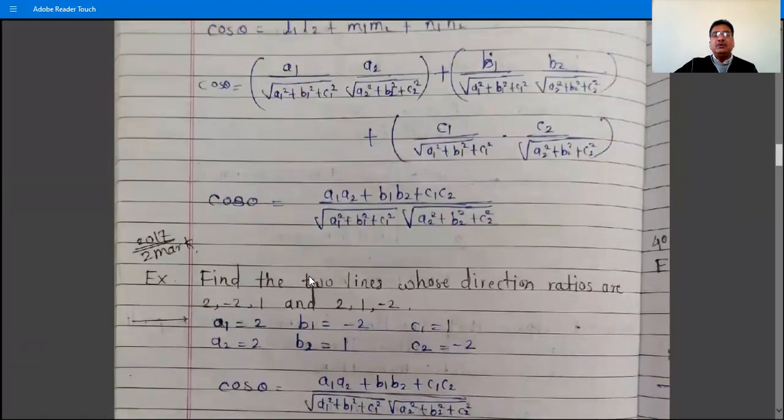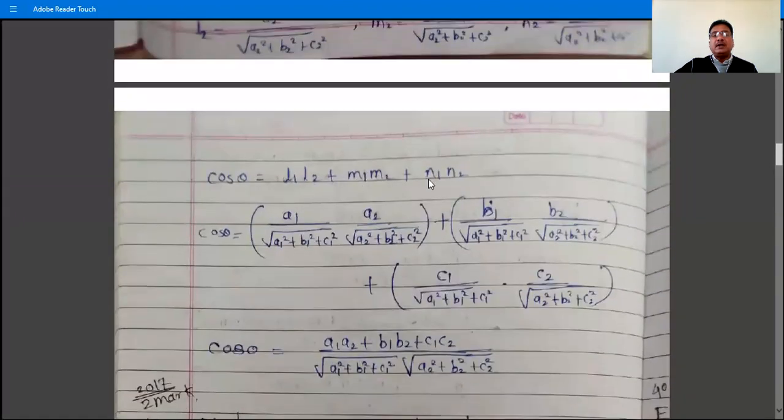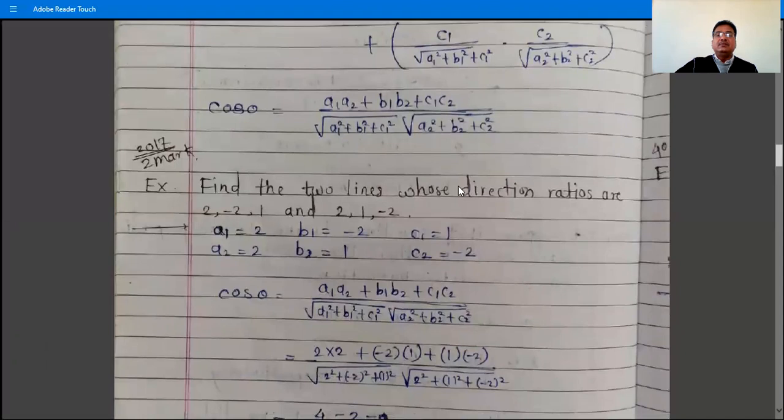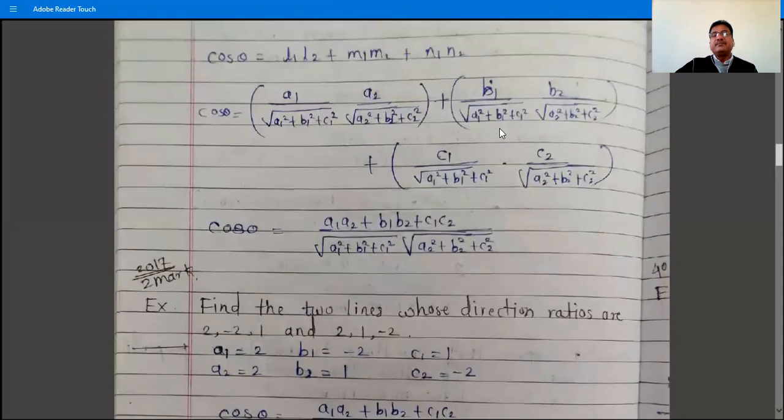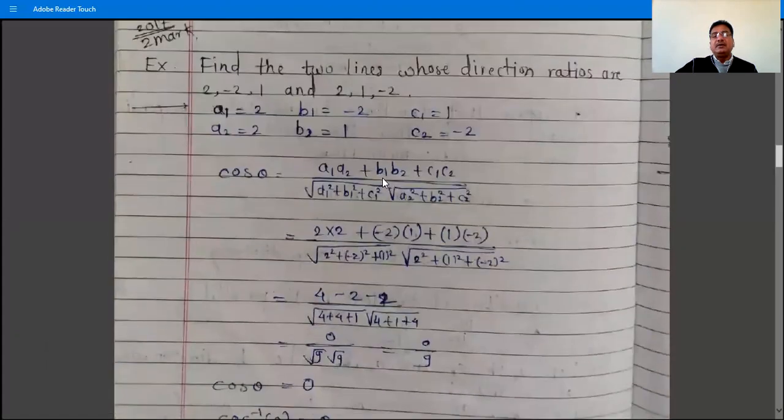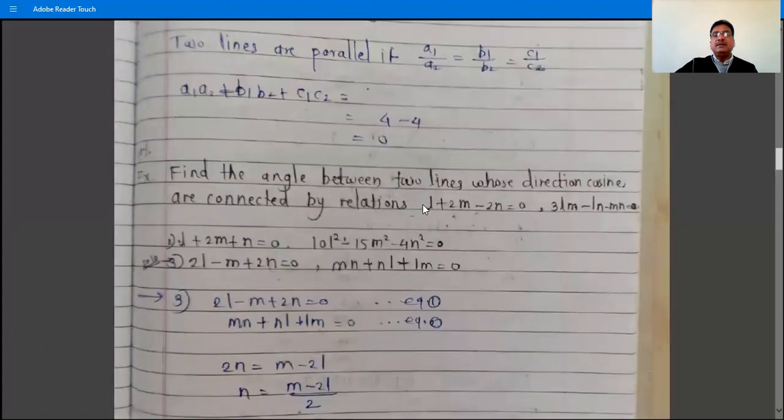And if we know the values of l1 m1 n1 and l2 m2 n2, then use the formula cos theta is equal to l1 l2 plus m1 m2 plus n1 n2. That is, if we are given the direction cosines of the two lines, then use this formula. But in this example we are given the direction cosines not directly but indirectly. What is the question? Find the angle between two lines whose direction cosines are connected by these two relations. So the direction cosines are given indirectly.